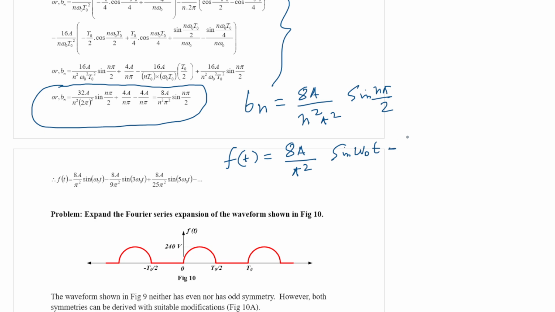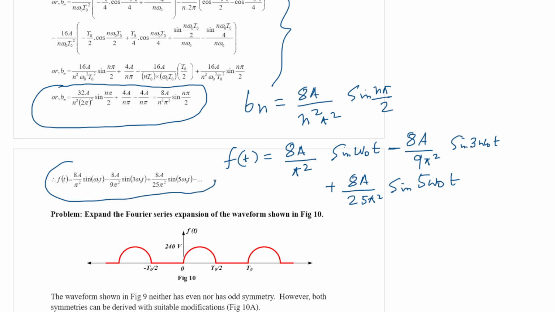Then the next term, 8a by, now n is 3, so it will be 9 pi square, sin 3 omega naught t. Now sin 3 pi by 2 is minus 1, that is why it is minus. The next term will be 8a by 25 pi square, then again sin 5 omega naught t. So in this way the Fourier series expansion can be written.